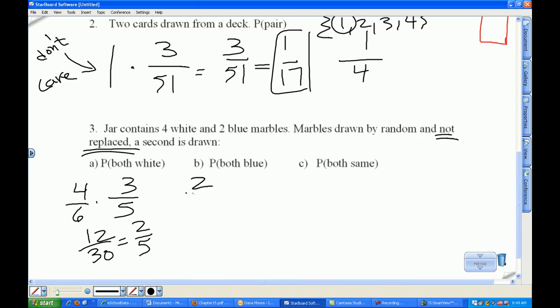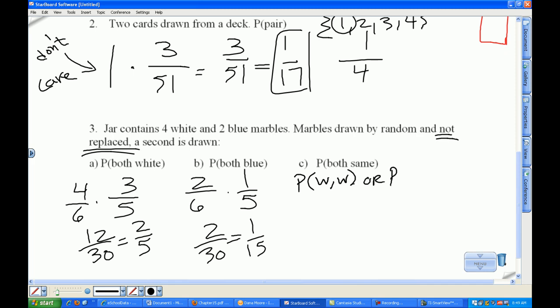There are 2 blue marbles out of 6 at the start of this. We take a blue marble, we throw it away. There will be 1 left and 5 marbles left. This gives you 2 out of 30, which is 1 out of 15. Both the same. So we can rewrite this. This is the probability of getting white and white or blue and blue.